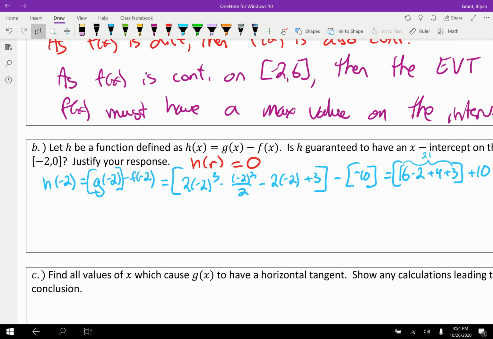Okay? And then we'll do the same thing with h of 0. And hopefully this one will be a little bit quicker. I think it will. So we have g of 0 minus f of 0.